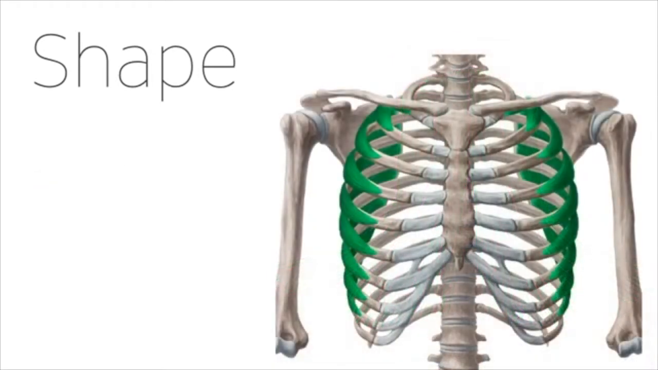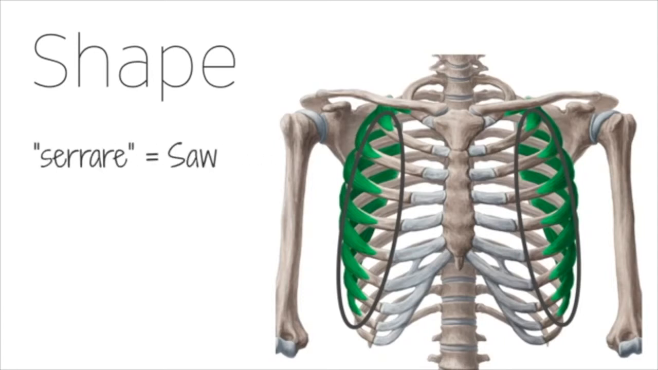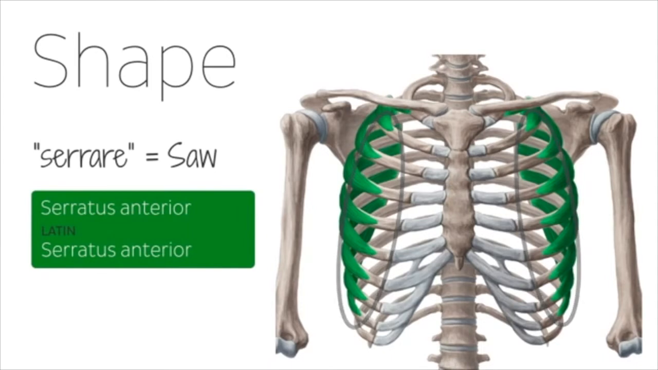In the case of the serratus anterior muscle, as you can see, the anterior attachments of the muscle are shaped like the fingers of a saw, or like the Latin word serrare, which conveniently means saw, hence giving the name serratus anterior.